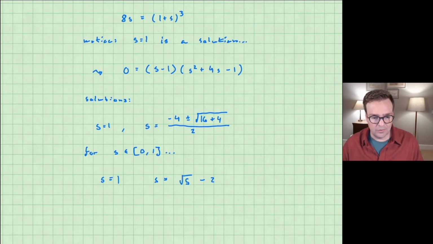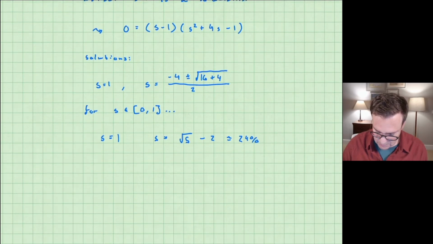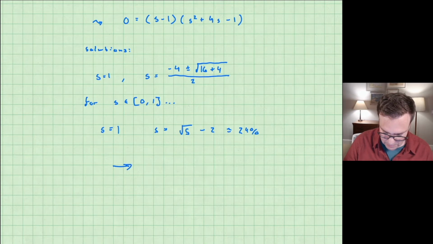Okay? And that number is smaller than 1. It's about 24%. Right? And so then we conclude E is about equal to 24%.